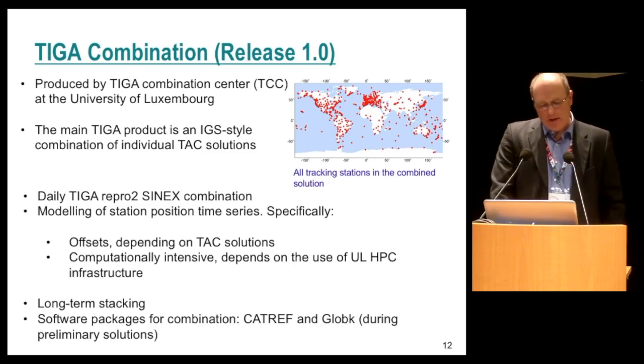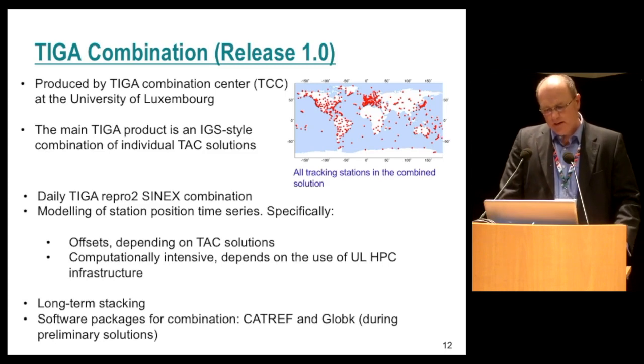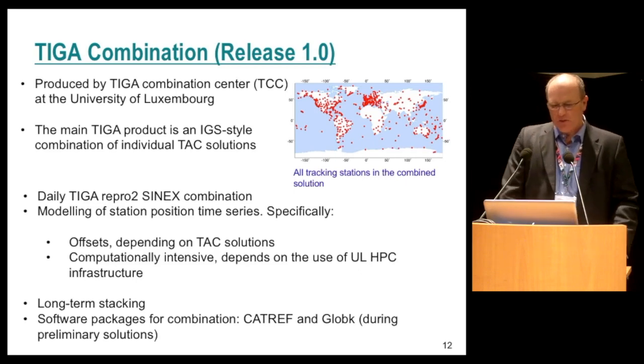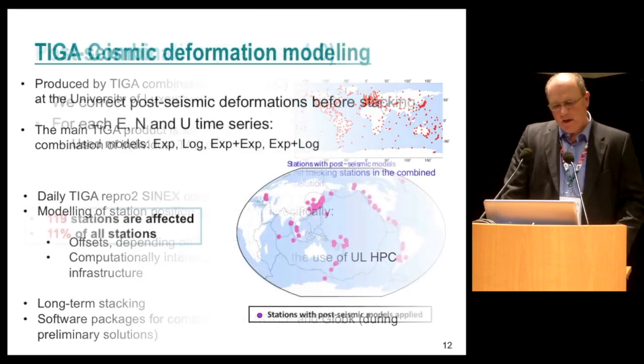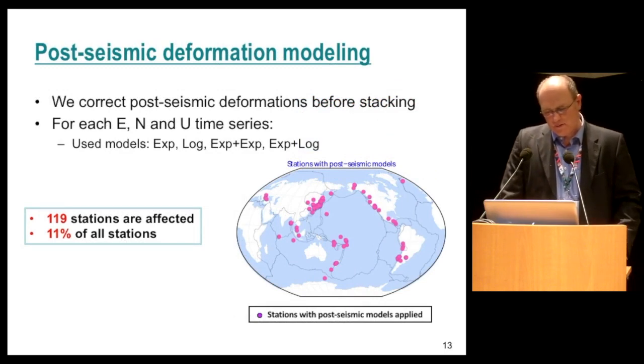Initially, we got the Tanya software from Newcastle, but also CATREF and GlobK. We did several tests, but for us, as a small group, it was in the end too much to do multiple solutions, and we had to focus on one, and we went with CATREF software to do the combination. Then we spent some time, early last year, introducing the postseismic deformation modeling into our version of CATREF, which was then, of course, released later on in the official version.